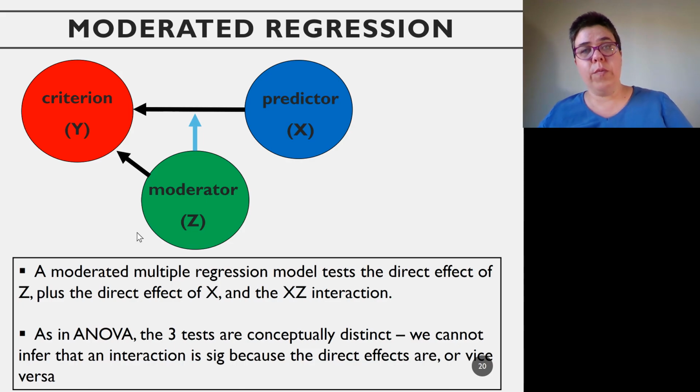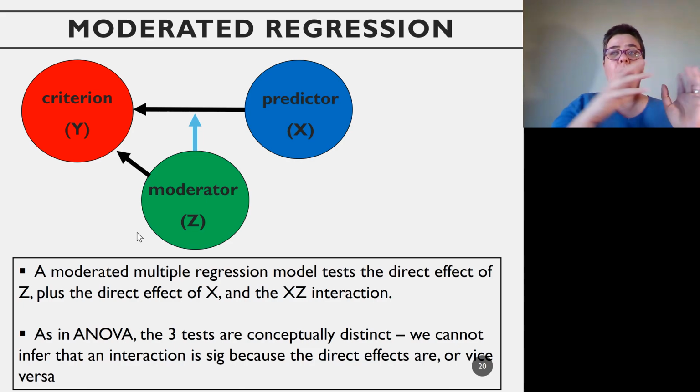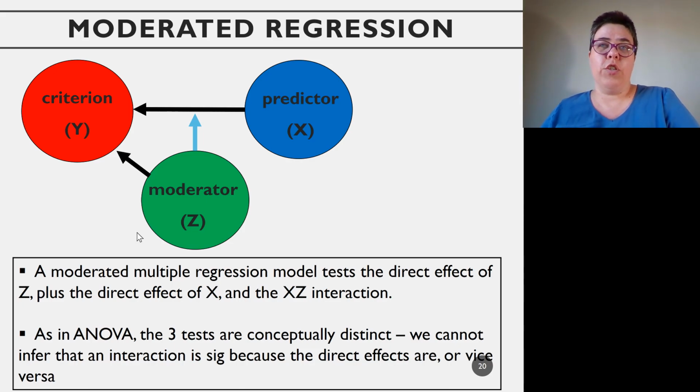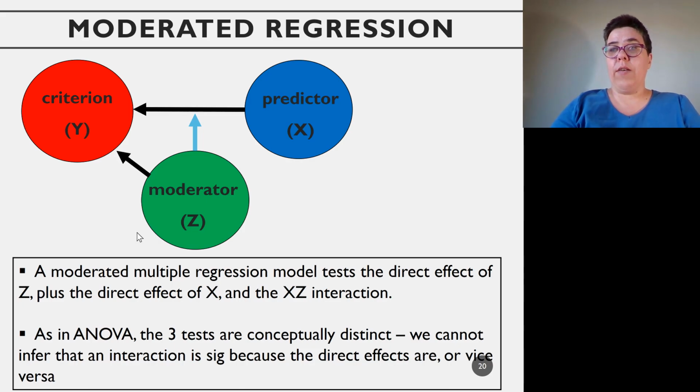Now, also included in the moderated multiple regression is the test of the direct effect of the moderator. So just like in ANOVA, where if we have two variables, we're considering their main effects and their interaction, a moderated multiple regression will test the direct effect of each predictor on the DV, but it will also test the interaction, which is the impact of the moderator on the relationship between the focal IV or predictor X and the outcome or criterion variable Y.